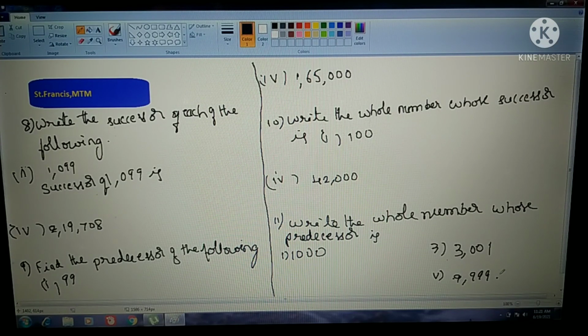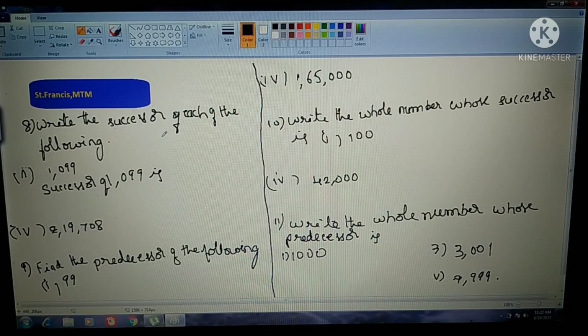See the next question. Write the successor of each of the following. Here they have given some numbers. We have to write the successor for the given number. See the first one, 1099. So we have to find out the successor of 1099. How to find out this one? Successor means what? The next number. That means we have to add 1 to the given number. So 1099 plus 1. How much you get here? 1100. So this is the successor of this one.